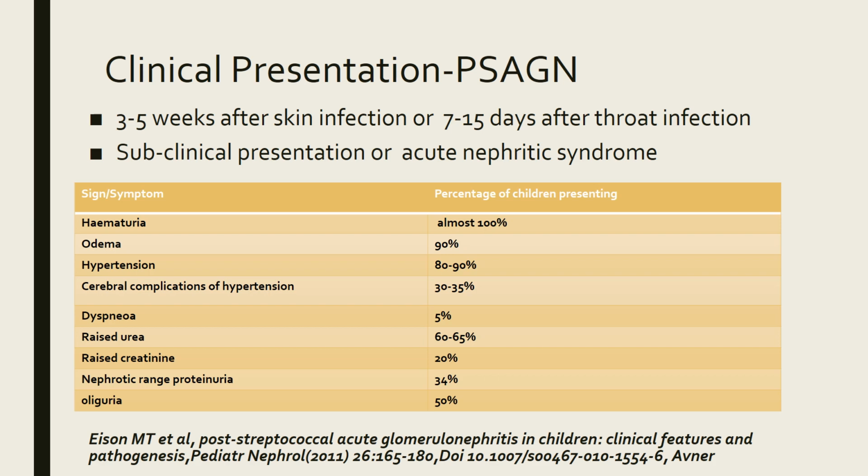So in terms of the clinical presentation, remember that you can get post-strep acute glomerulonephritis either after throat infection or after skin infection. If it's occurring after skin infection, the latency period is between 3 to 5 weeks, whereas if it's post a throat infection, the latency period is shorter, about 2 weeks, so 7 to 14 days. The majority of cases actually are subclinical, but for those unfortunate few, they develop the acute nephritic syndrome. It is the commonest cause of the nephritic syndrome in our environment.